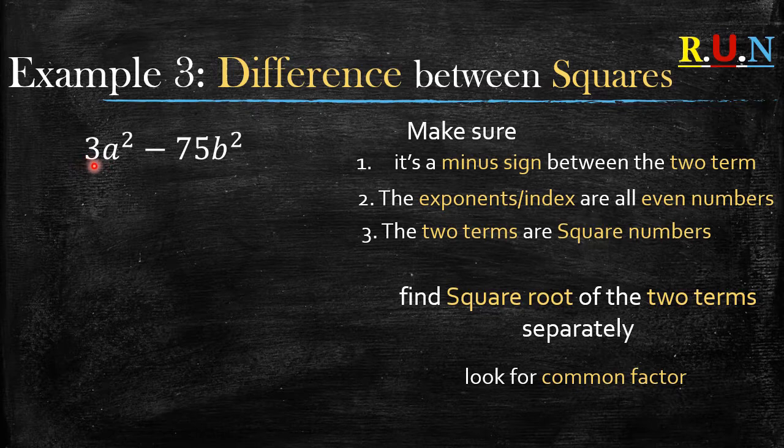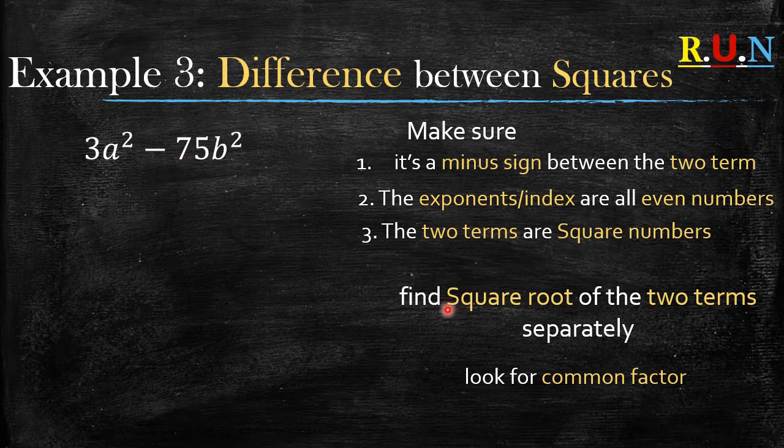Let's take a close look at 3 and 75. Are they square numbers? No, they are not square numbers. So this is where we look at the common factors. Look for common factors between the two. What is the common factor between 3 and 75?